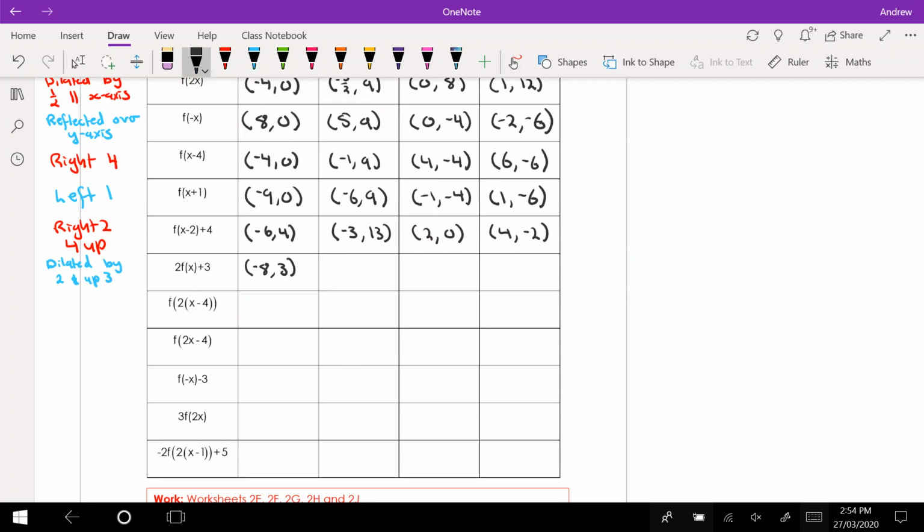Pat, what is the point of b going to be when I dilate it by 2 and then move it up 3? We're still going to have negative 5 as my x because x hasn't changed right now. Negative 5, 21. I times it by 2 and then I plus 3.